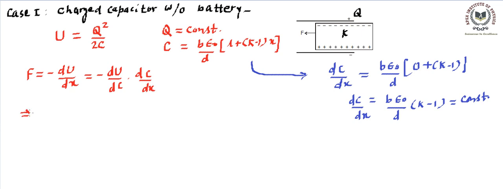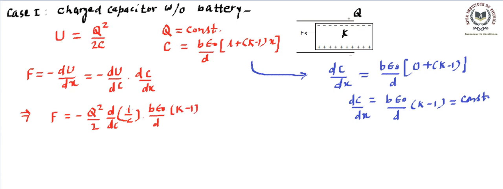So F is equal to minus du upon dc. Let's put the value of u. When we put the value of u, it is going to be Q square by 2, which can be taken outside as a constant, and then d upon dc we need to apply over 1 upon c, into dc by dx, which we have calculated as B epsilon naught divided by D inside the bracket K minus 1.